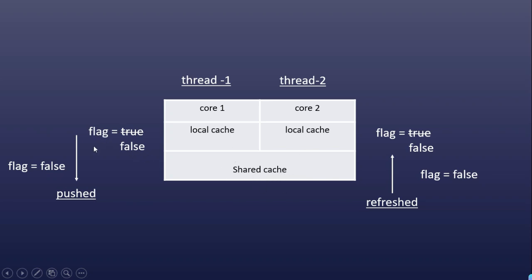As soon as the value has been pushed to the shared cache, this value will be refreshed in the local cache of thread 2, and here the value will change from true to false, and our while loop which was running will stop because the value has changed. So this is how we can solve this visibility problem. This was the use of the volatile keyword. I hope this was pretty clear to you.